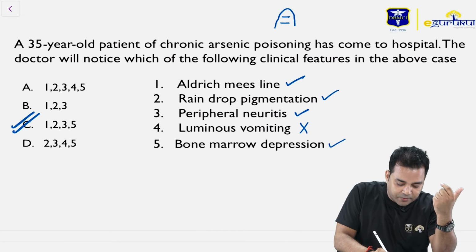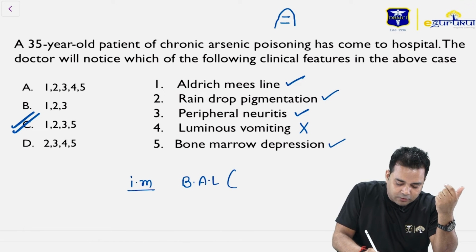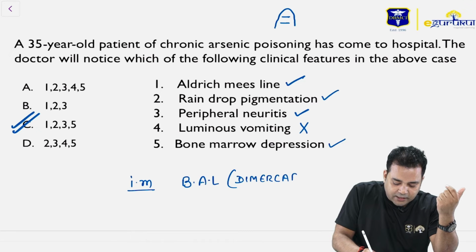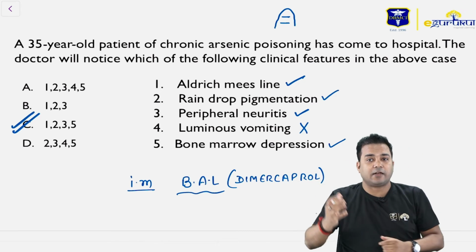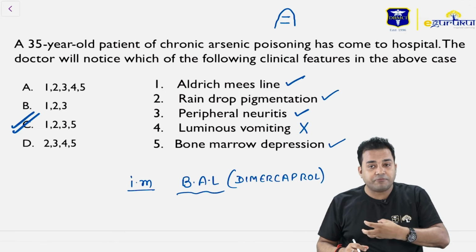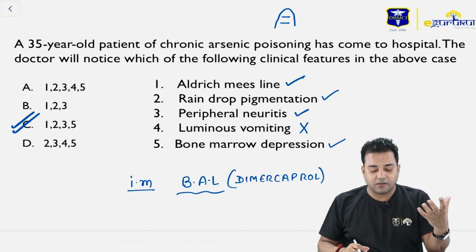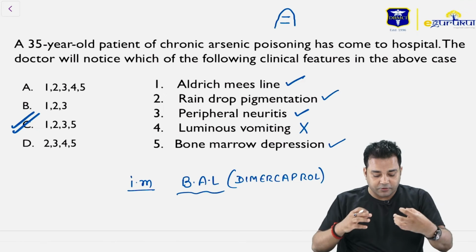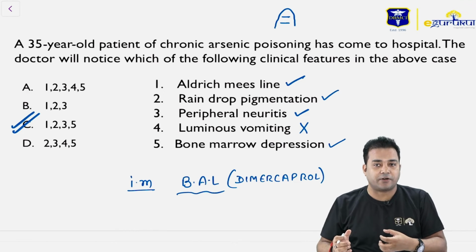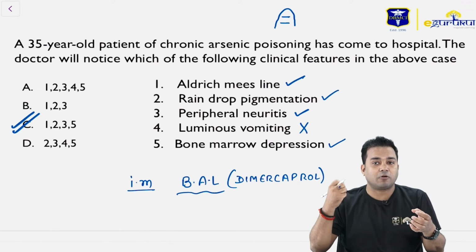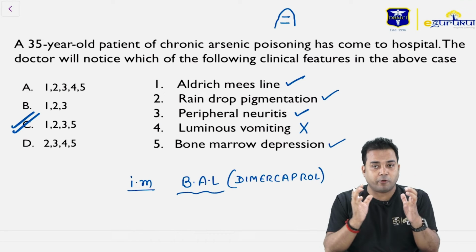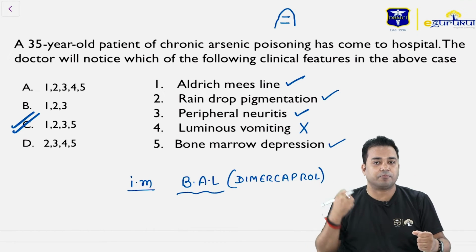Always remember intramuscular injections of British anti-lewisite. British anti-lewisite is also sometimes called dimercaprol. Why is British anti-lewisite very effective? Because BAL contains unsaturated sulfhydryl groups. Arsenic is in love with the sulfhydryl groups of enzymes. We give something from outside which has lots of unsaturated sulfhydryl groups, so more and more arsenic will now combine with BAL. A chelate complex will be formed and it will be excreted from the body.